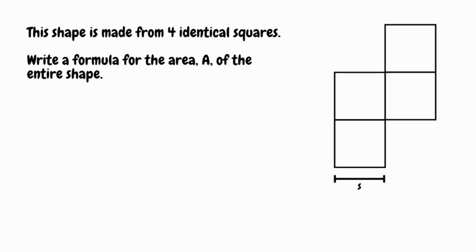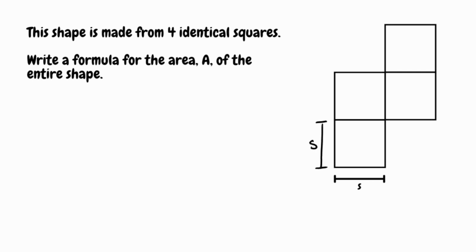And for this final question, we've got this shape is made from 4 identical squares. Write a formula for the area, A, of the entire shape. So looking at the diagram here, we've got our 4 identical squares, and on our bottom square, we can see that we've been given a base of s. So all we need to do first is figure out the area of that bottom square. So because that dimension at the bottom is s, because it's a square and all the sides are the same, we also know that this dimension here is also s.